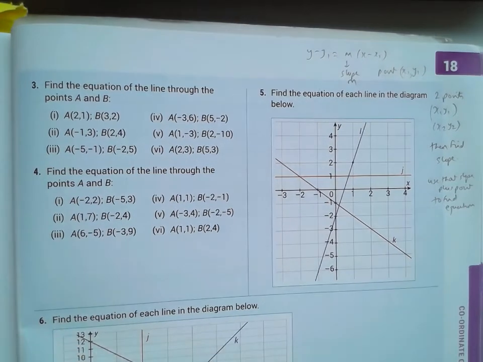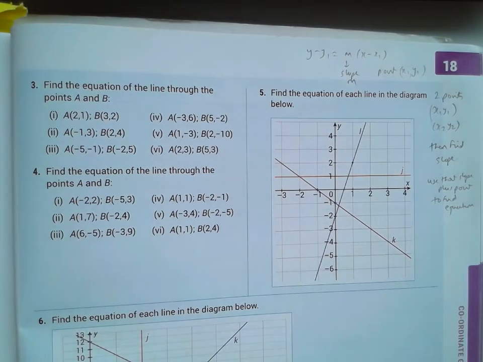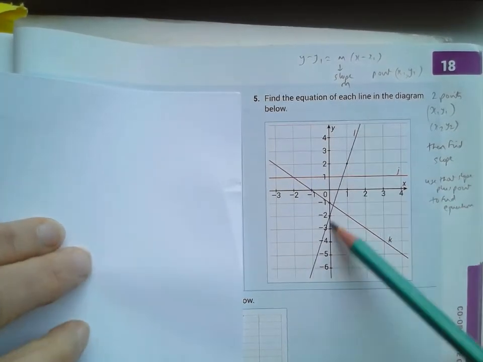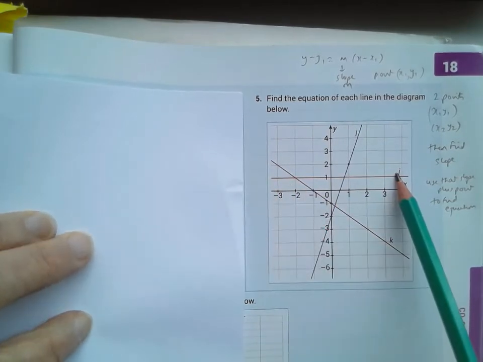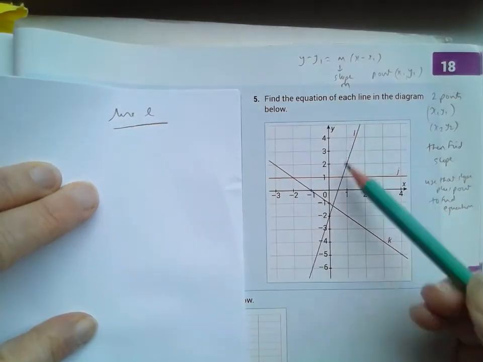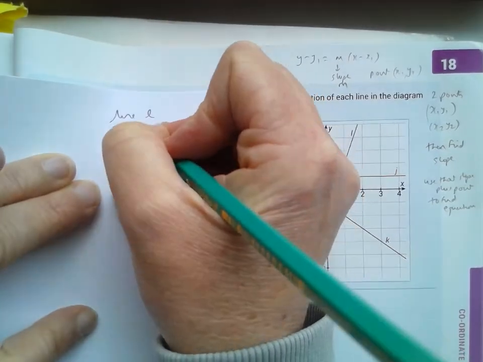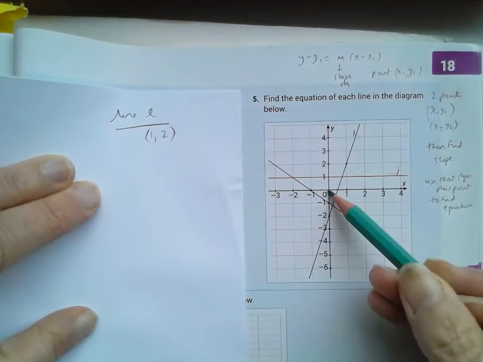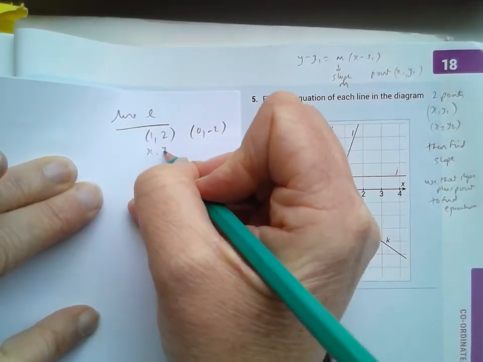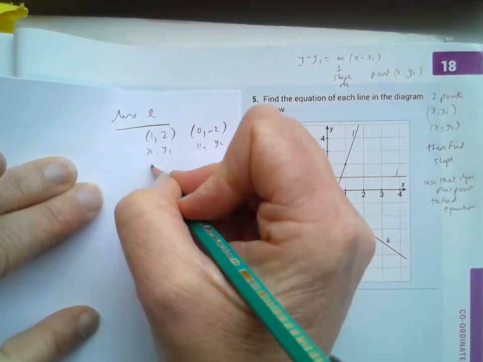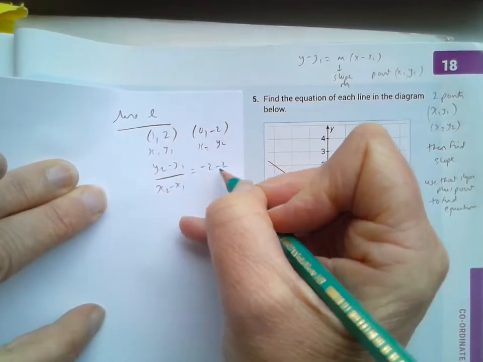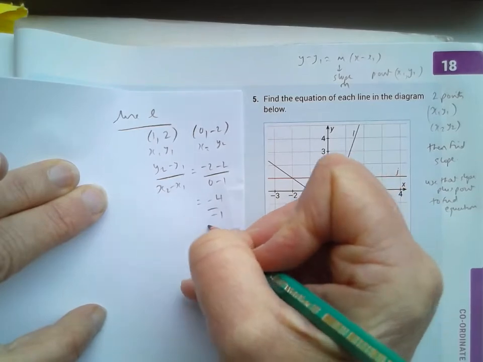Now, so let's look here. I'm going to just put some paper over here so that I can write in it. So let's look here at this set of lines. Here we've got line L, line K, and line J. Now, we can either just say line L, it has the points 1, 2, and the point 0, minus 2. We could find the slope using that: y2 minus y1 over x2 minus x1, which is minus 2 over 0 minus 1, so minus 4 over minus 1, which is 4.